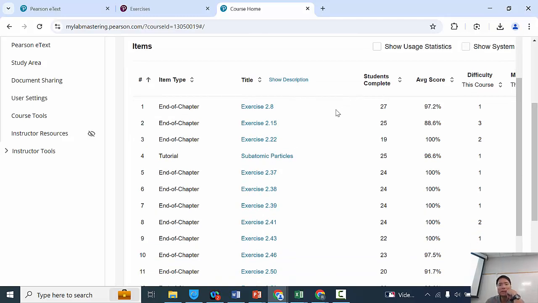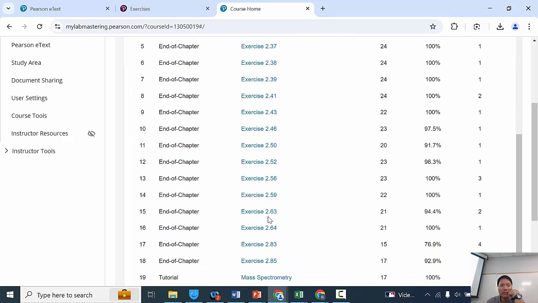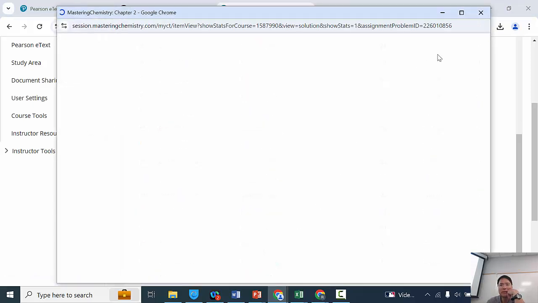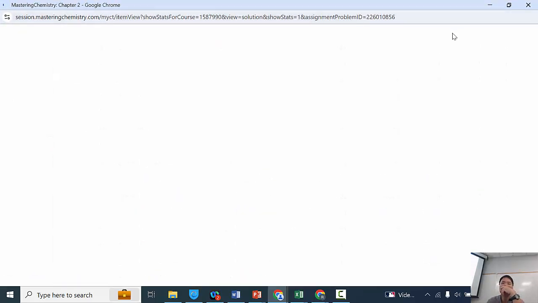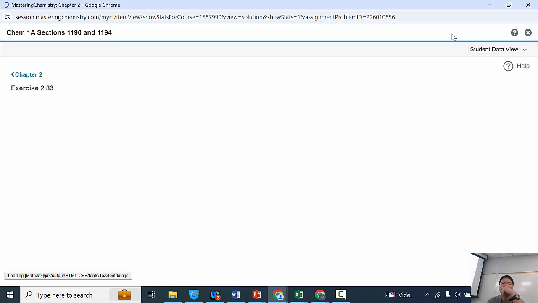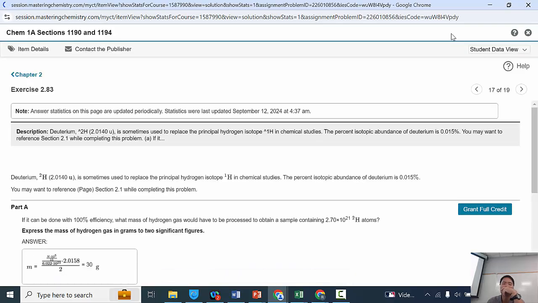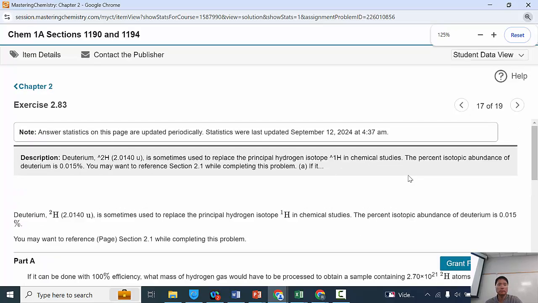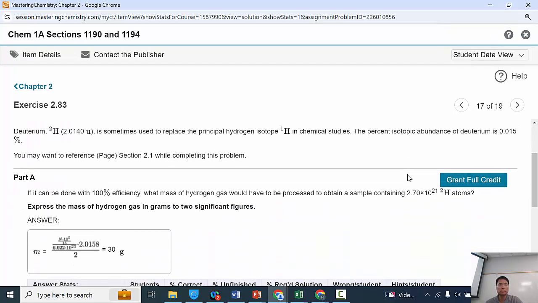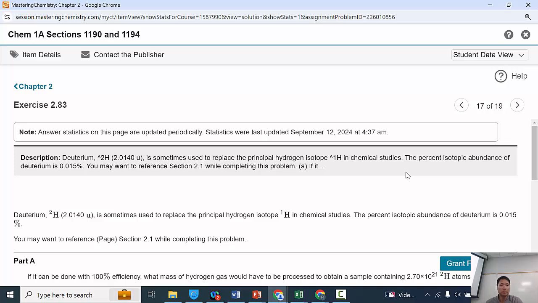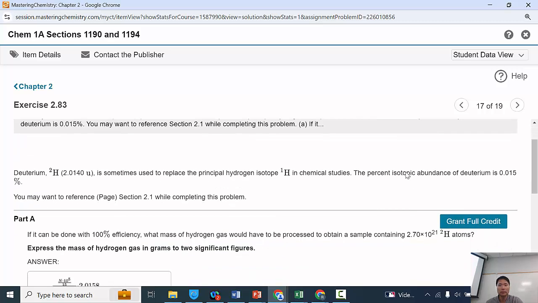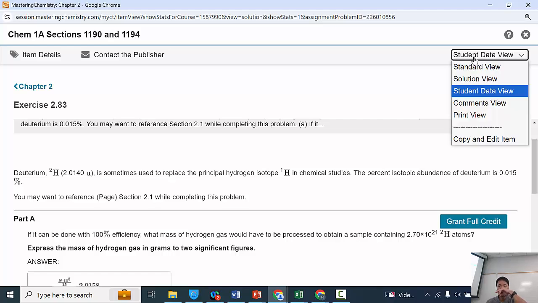All right, this is number 17, you said? Yeah. This is a little different. This is not the student view here. Okay, deuterium. Let's see. Let me get the student view.